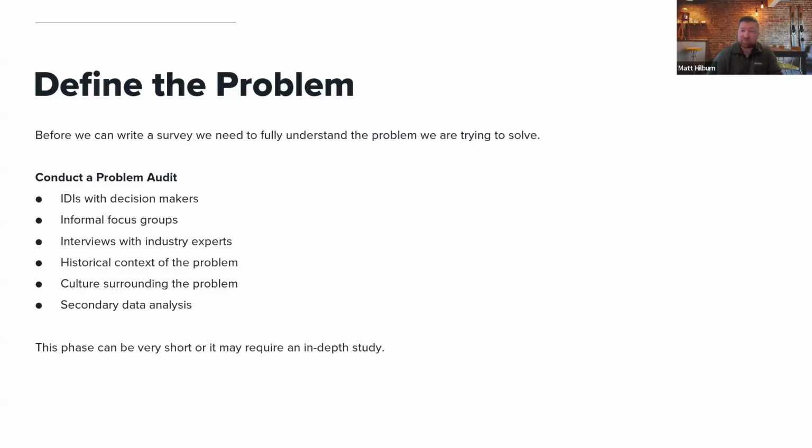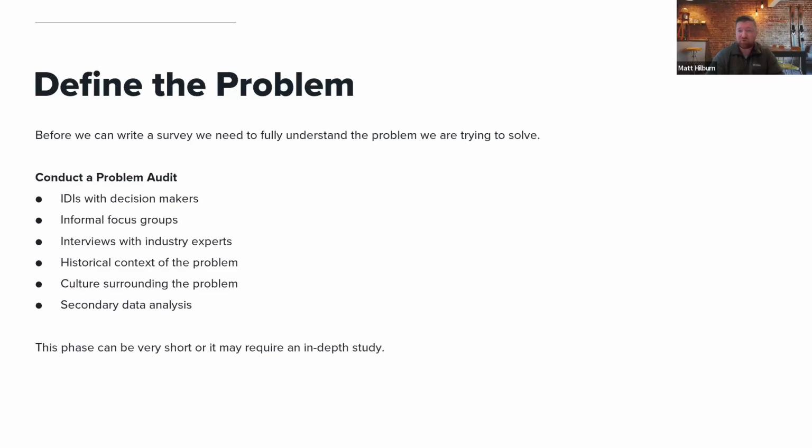This might be really simple. Perhaps the problem is really simple. We know the problem and it's not that difficult to define. And so maybe this isn't very in-depth, and that's okay. In other cases, if the problem is a little less defined, maybe the client or our boss or our customer, or whoever it is we're conducting this research for, is not fully aware of what the problem is and how we should approach it. We might need to conduct a couple of in-depth interviews with key stakeholders or decision makers.